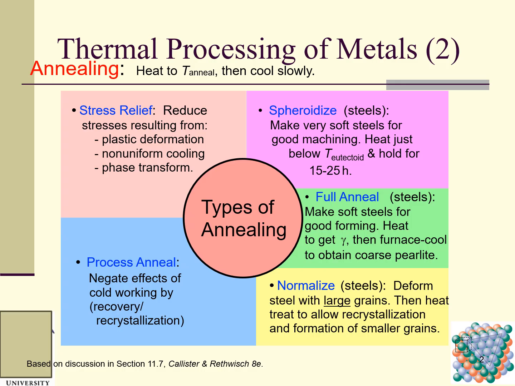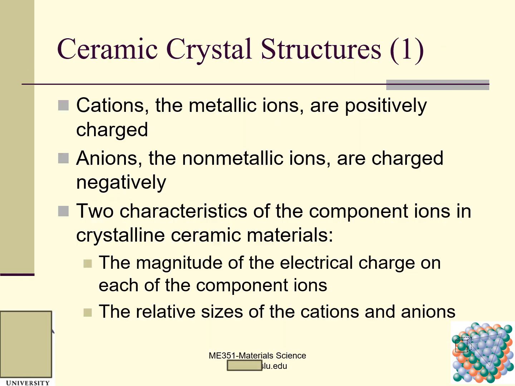Normalizing, for steels: deformed steel with large grains, and then heat treat to allow recrystallization and formation of smaller grains. And process annealing, to negate these effects of cold working by recovery and recrystallization.